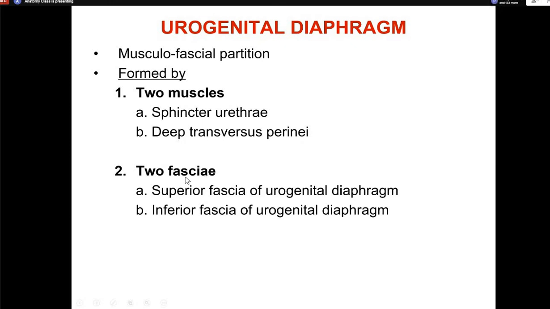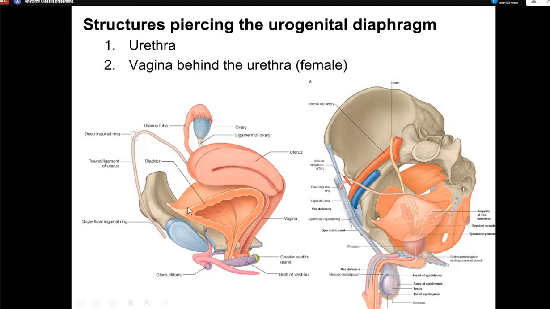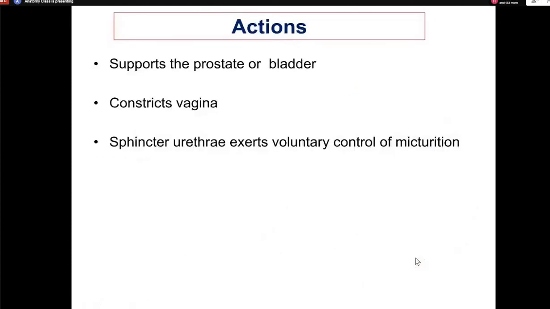And above we have the superior fascia of the urogenital diaphragm, and below we have the inferior fascia of the urogenital diaphragm. Now, what are the structures that will pierce the urogenital diaphragm? In the case of female, the vagina and the urethra will pierce. In the case of the male, only the urethra will pierce the urogenital diaphragm. So these are the actions of the urogenital diaphragm: it will support the bladder, constrict the vagina, and the sphincter urethrae is the voluntary muscle which is under our control, mainly controlling micturition.